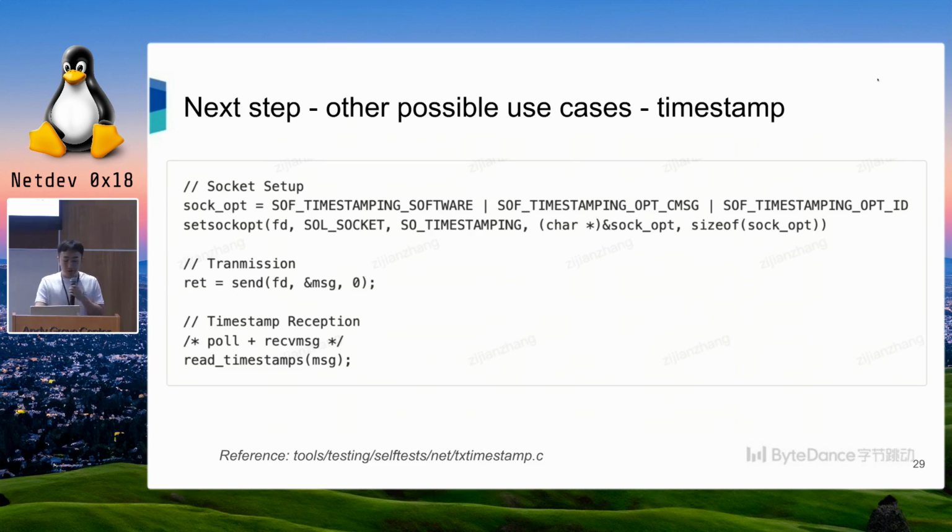For other possible use cases of our mechanism, one I can think of is timestamps. In the self-test of transmission timestamps, the kernel needs to return some timestamp information back to the user. As you can see from this code block, it's very similar to sendmsg zerocopy. The users first set up the socket option with a bunch of timestamping flags, and then transmit with the sendmsg call. After sendmsg, the users will receive the timestamp information using the combination of poll and recvmsg from the error message queue.